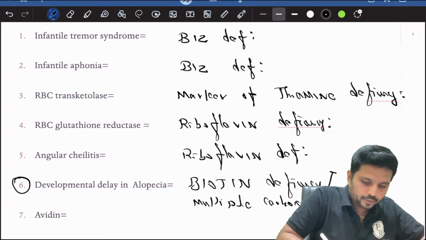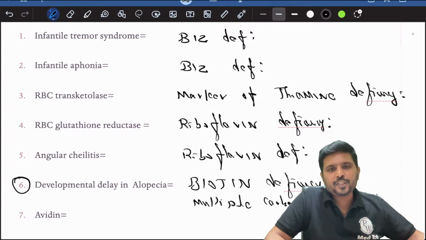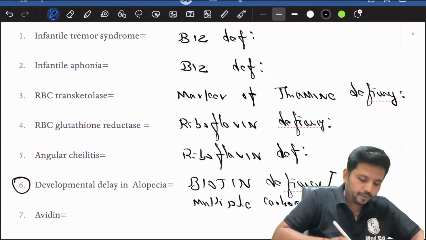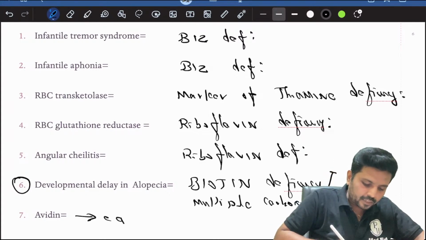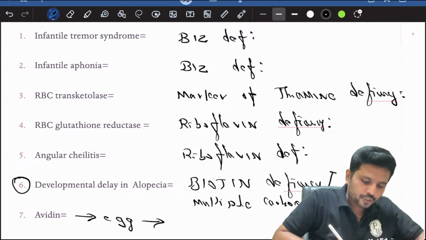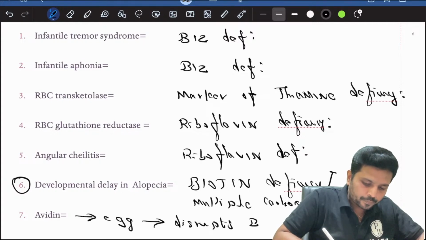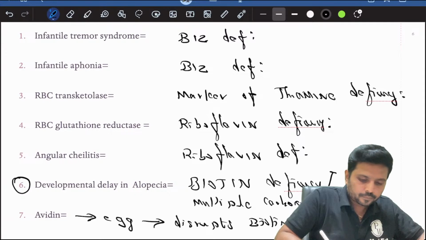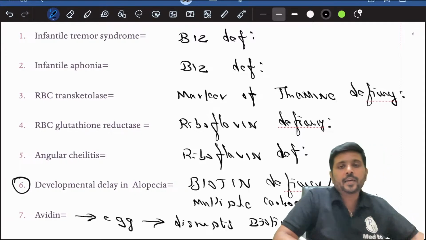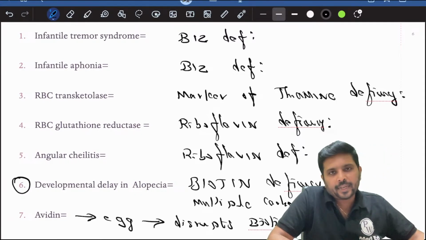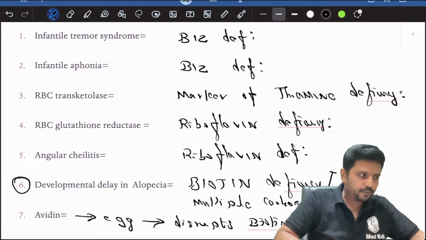Very important, this one. Avidin. Which vitamin is related to avidin? Avidin is present in the egg, which disrupts biotin absorption. That's why you need to boil the egg and eat, so that avidin will be destroyed and your biotin will be freely available for absorption.